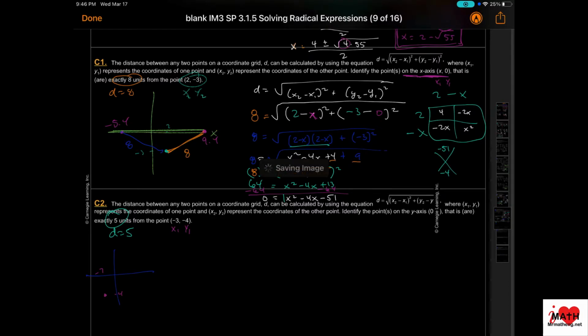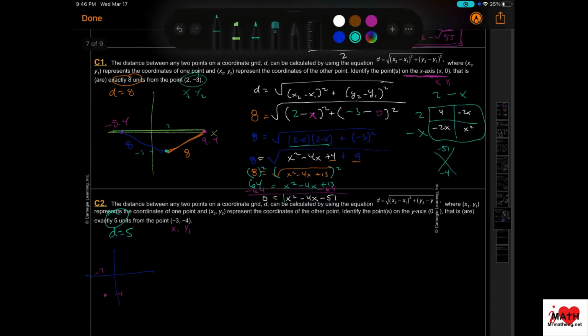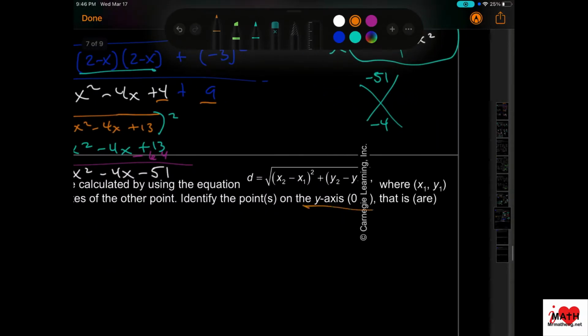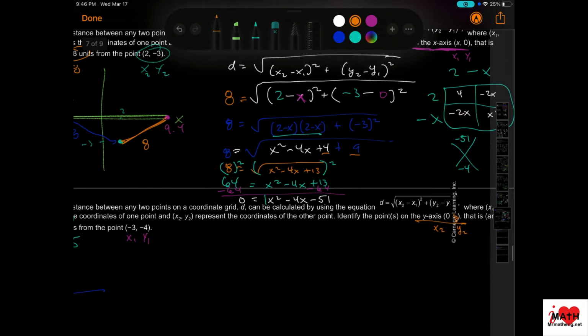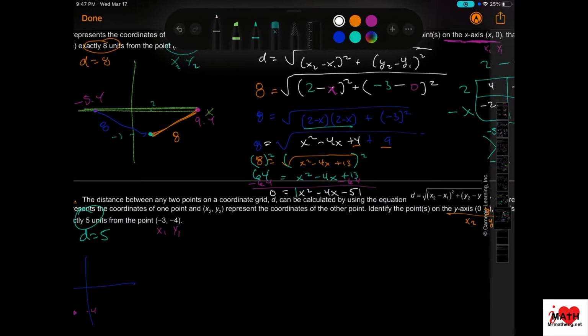And we have on the y-axis, so can't see that one, but it says 0, y. So this will be my x2, y2. I'll put in 0 for x2, and then for y2, I'll put in the coordinate y. All right, so let's go ahead and put this in. d equals the square root of x2 minus x1 plus y2 minus y1, and each of those are squared. Our d value is 5.